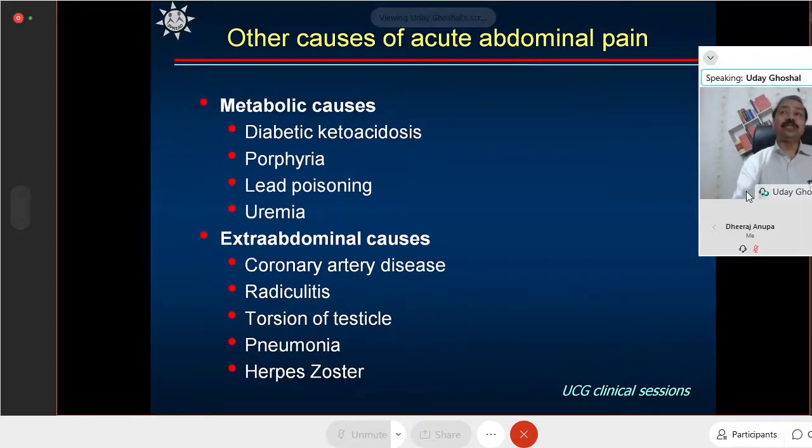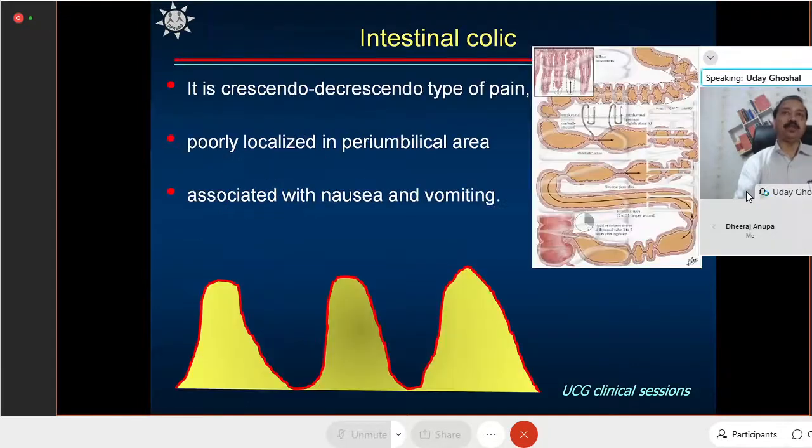Whereas other causes, remember, systemic diseases can present with abdominal pain as an acute emergency. What are these? Diabetic ketoacidosis may present with epigastric pain. Porphyria is well known to present with abdominal pain. Lead poisoning is well known to cause abdominal pain. Uremia can present with abdominal pain. Extra-abdominal causes such as coronary artery disease, radiculitis, torsion of testicle, pneumonia, and herpes zoster.